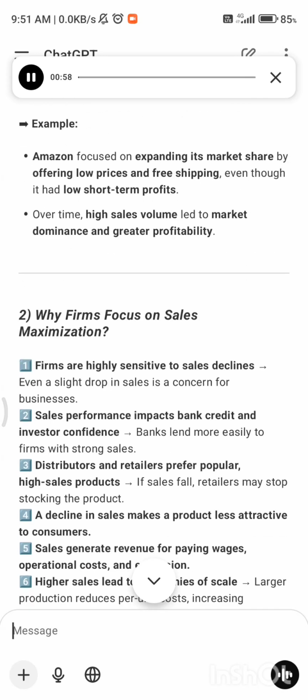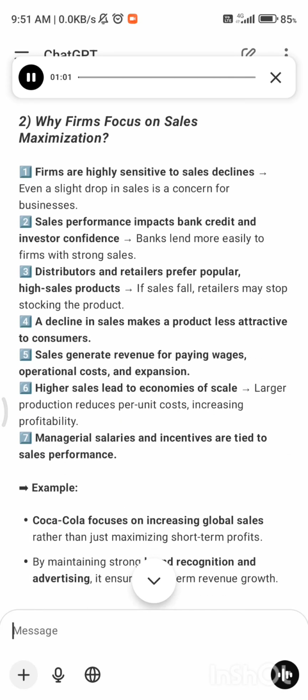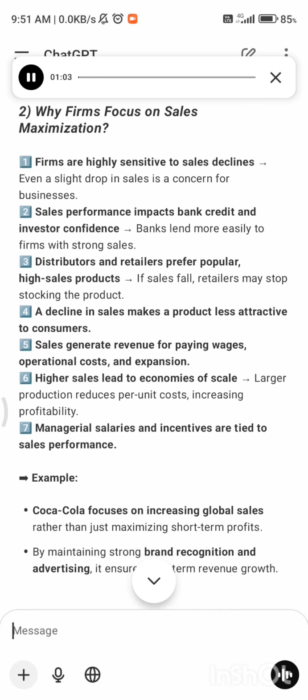2. Why firms focus on sales maximization. 1. Firms are highly sensitive to sales declines. Even a slight drop in sales is a concern for businesses. 2. Sales performance impacts bank credit and investor confidence. Banks lend more easily to firms with strong sales. 3. Distributors and retailers prefer popular, high sales products. If sales fall, retailers may stop stocking the product. 4. A decline in sales makes a product less attractive to consumers.